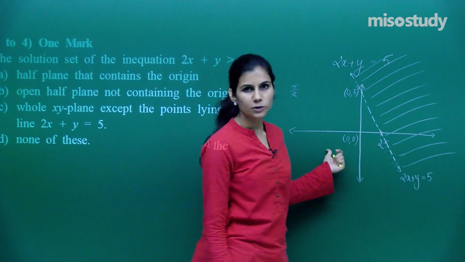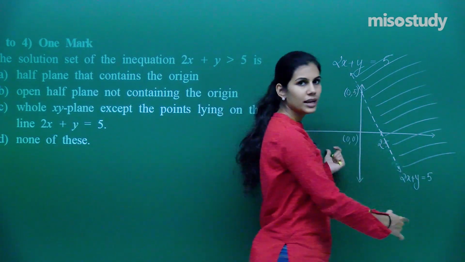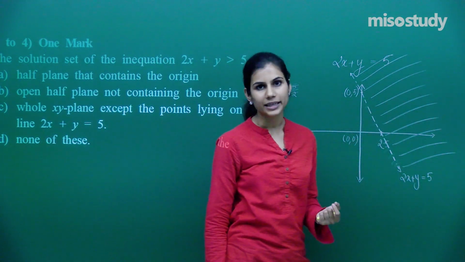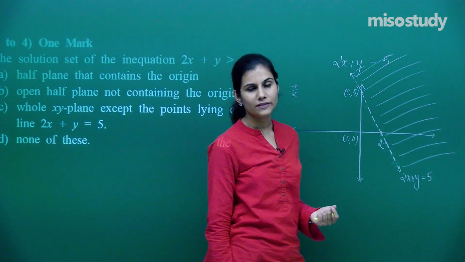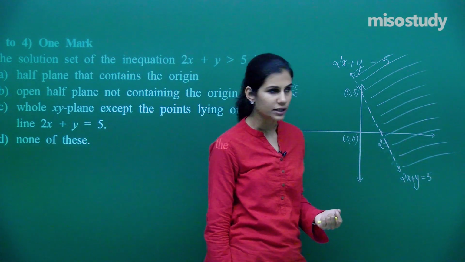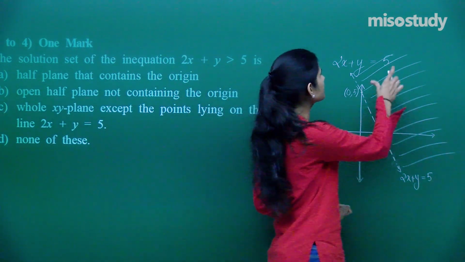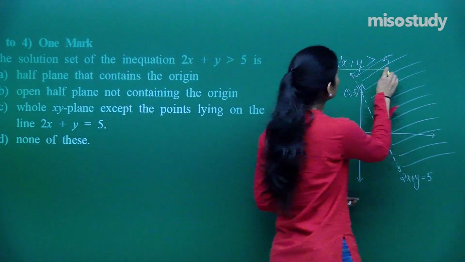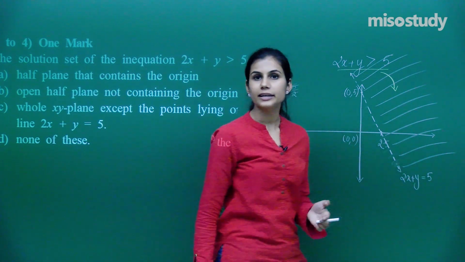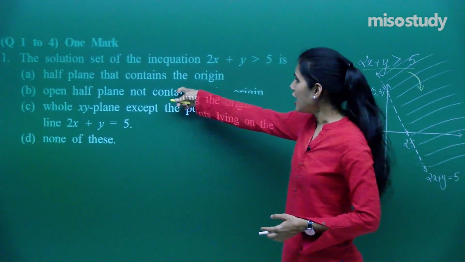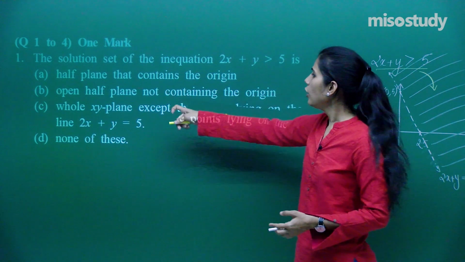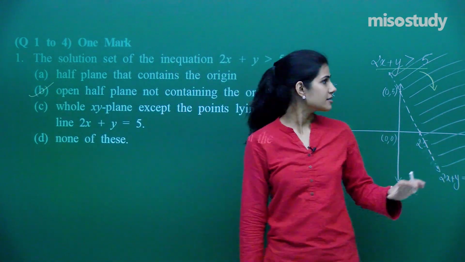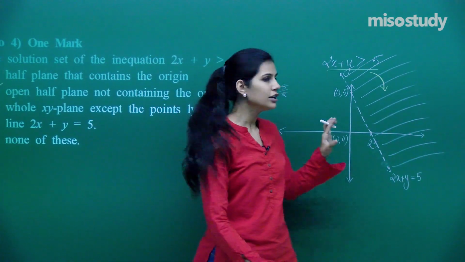This side will not be my region. Points on the line will not be in the set. Only the points on this side of the line form the set of all those points x, y which satisfy 2x plus y strictly greater than 5. So this is the region represented by 2x plus y greater than 5, and the region is a half plane. Does it contain the origin? No. An open half plane not containing the origin, yes. This is my answer.